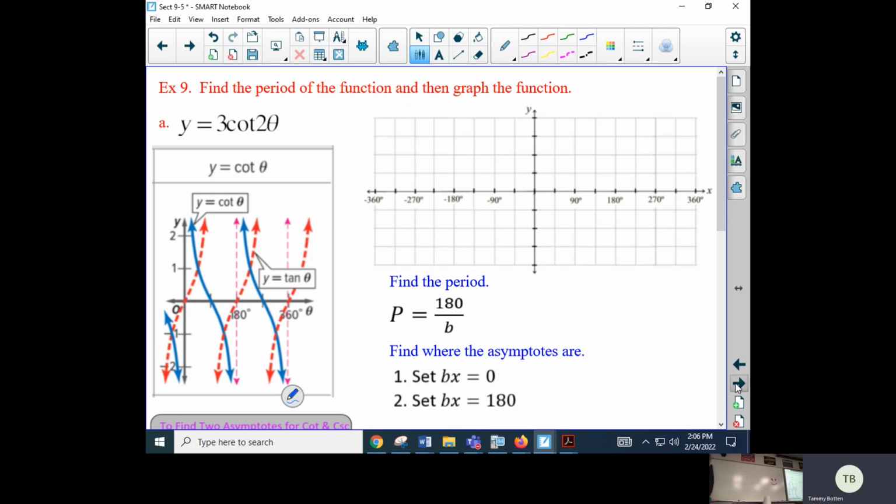So now what we're gonna do is look at a graph with cotangent that has a number in front of it. That number, we don't even worry about, okay? If they ask you for the amplitude, this is important, you guys. If they ask you for the amplitude of anything besides sine and cosine, oh my gosh.